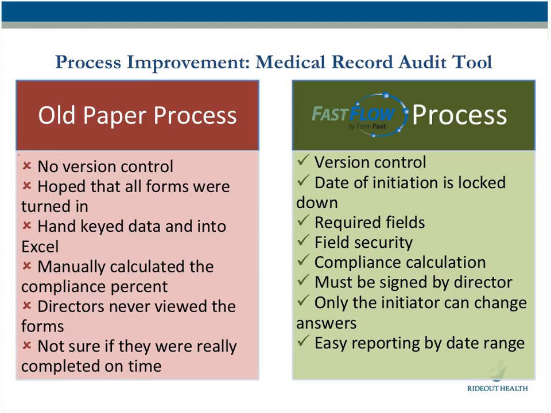Things can get lost. Once they were turned in, the quality department would have to hand key that data into Excel and then manually calculate the compliance percentage. And so just that right there leaves room for error. And the directors never viewed these forms. They only viewed the data after quality calculated the scores.